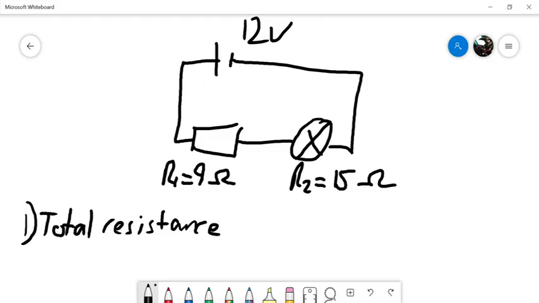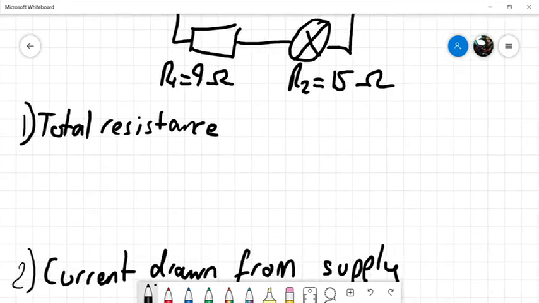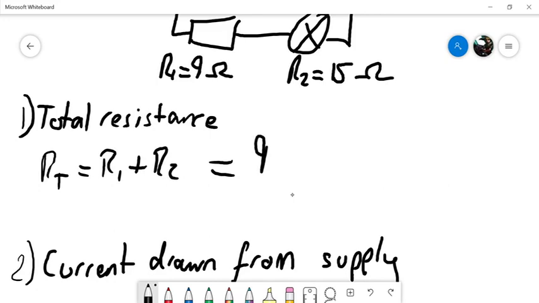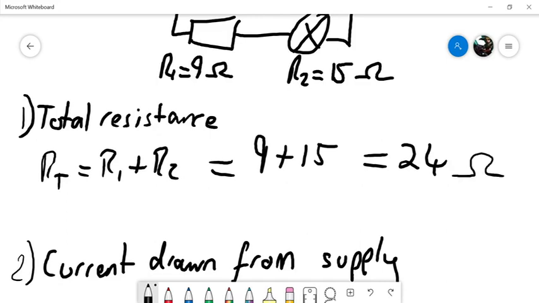Okay folks, we're going to go through how we can work out the answers to the questions on the previous slide. We've been asked in the first part to work out the total resistance of this series circuit. Now we already know that the total resistance for series, RT, is just R1 plus R2. So in this case that's simply 9 plus 15, which is 24 ohms. So far, so good.